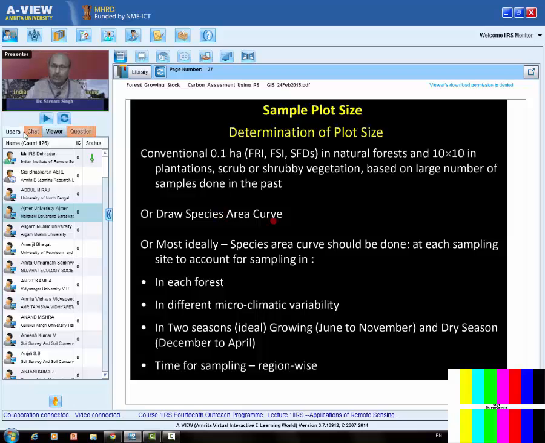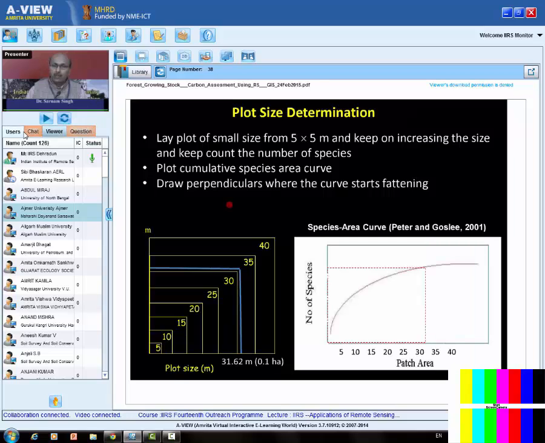And if you have the species area curve, then it is always better to do it at each site. If you can do the species area curve at each site, in each forest, you can account for all the microclimatic variability, and if you can do it in two seasons, then you can expect the best data that can be collected from the field. So for this plot size determination, we lay a plot of 5 meter by 5 meter, count the number of species, then 10 by 10 and count the number of species. We keep on increasing the plot size and keep on counting the number of species.